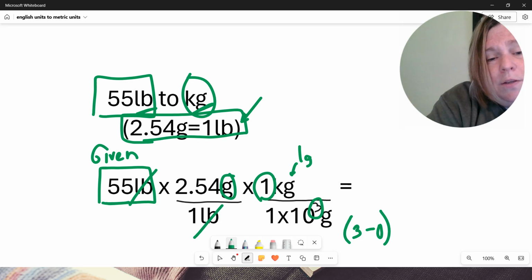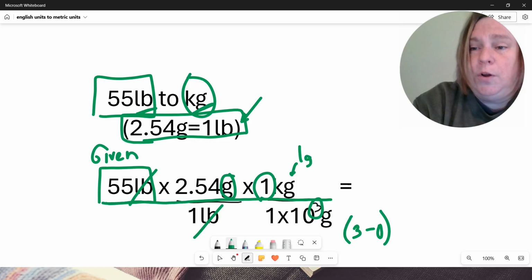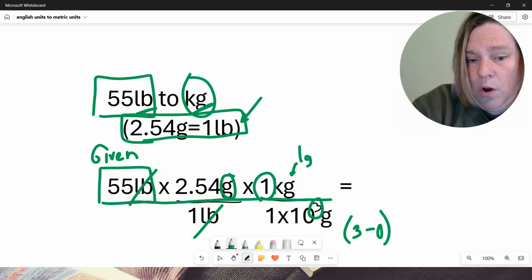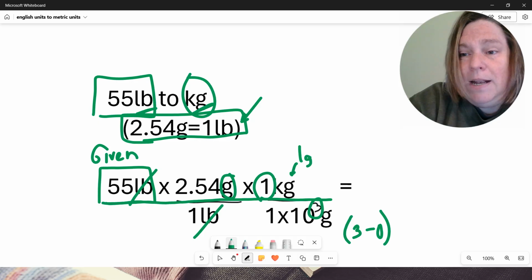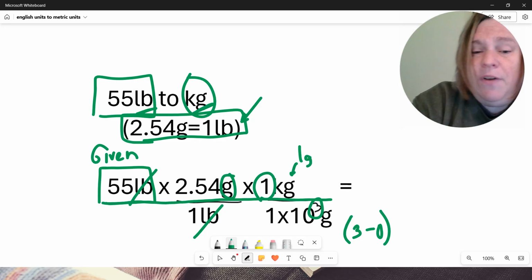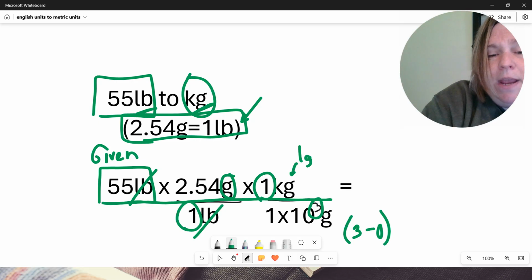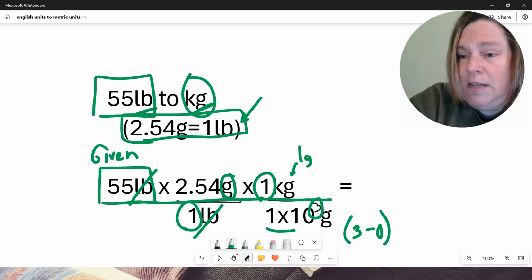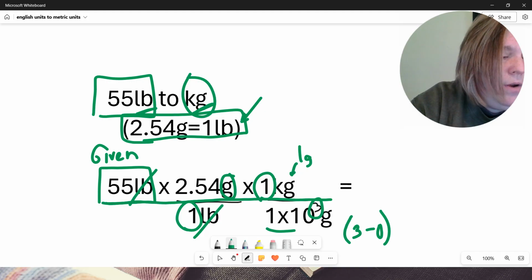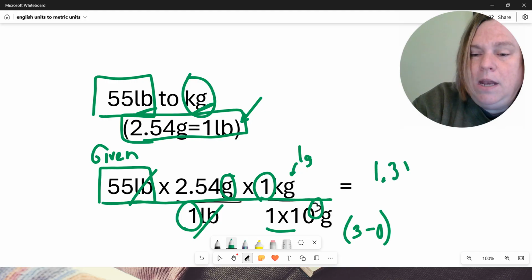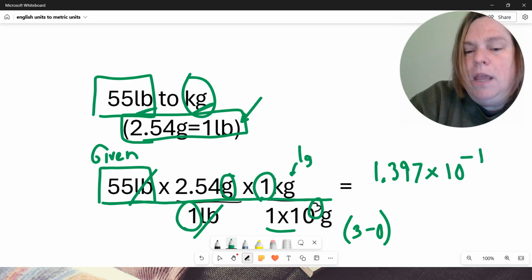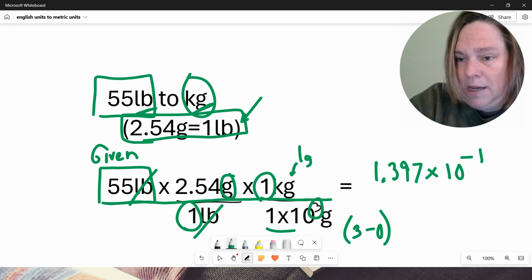Well, we're going to multiply across the numerator first. So I'm going to take 55 times 2.54 times 1. Now, to that answer, divide by the denominator. So we have two numbers to divide by, 1 and 1 times 10 to the third. And my calculator answer is going to say 1.397 times 10 to the minus 1 if you are in scientific.